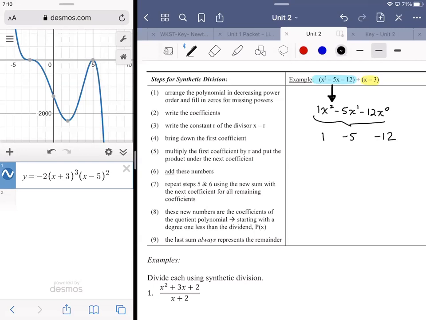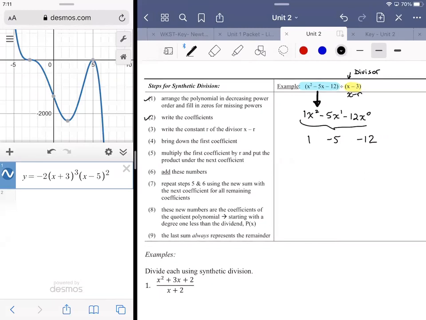Now, the next step. We've done steps 1 and 2, and we're on step 3: write the constant r of the divisor. So this is the divisor here. The divisor will be in the form of x minus r. We just need to identify what that r value is. It's a pretty easy way to do it.